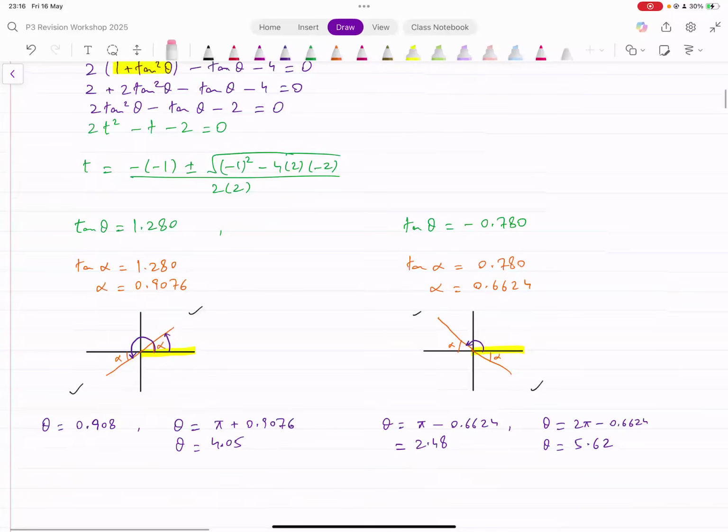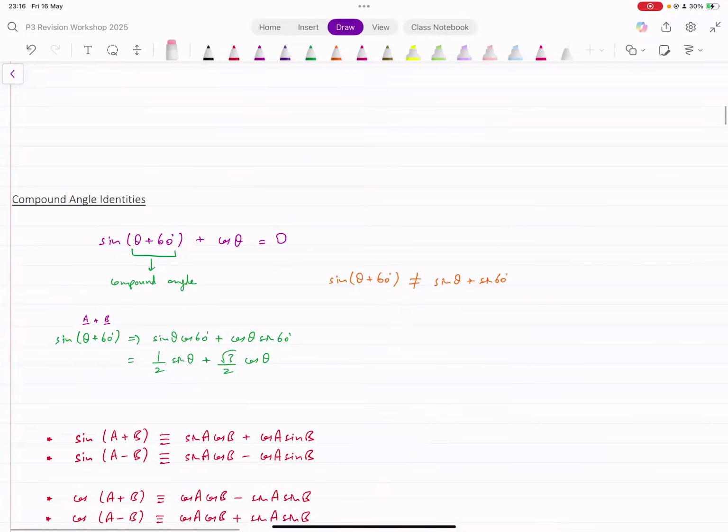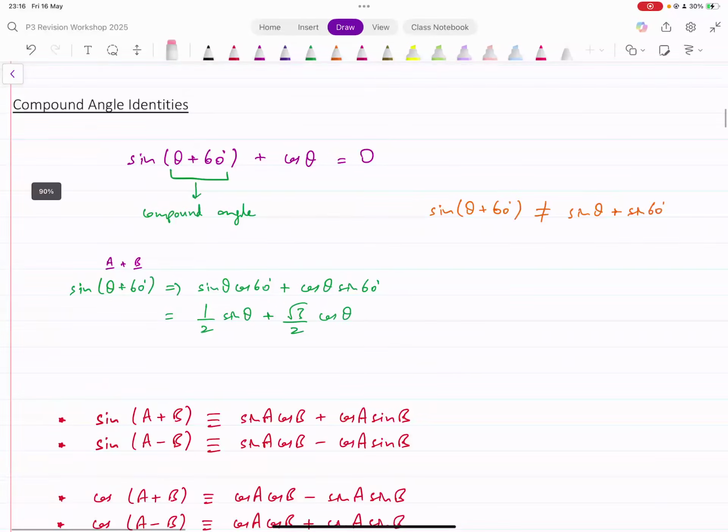We got the basic angle for both of them. As in, we first of all got two values of tan theta, this and this. We find the basic angle, looked at the quadrants, and wrote down the answers based on that. Okay. So that's what you may have to do.